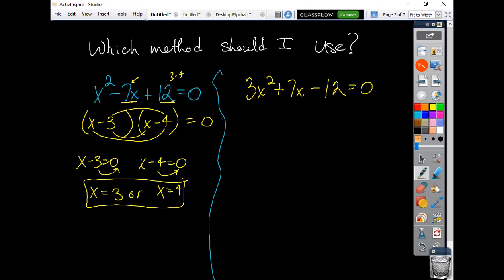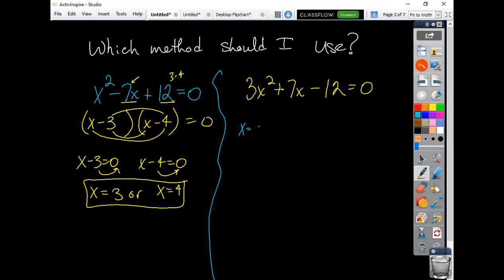Well, the next one, you've got this 3 and this 12 that has a whole bunch of factors. Sometimes this 3 might be a 6 or whatever that has 24 or some number that has a lot more factors to it. It becomes a lot more challenging to try to find if it even factors. So on this one, that's where I would resort to probably the quadratic formula, using a graph and calculator, looking for x-intercepts, or some other method.